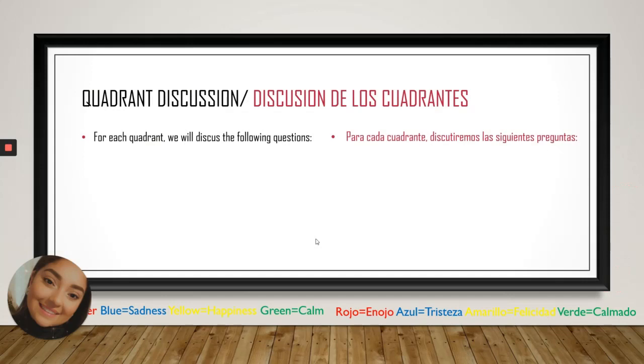Quadrant discussion. For each quadrant, we will discuss the following questions. Right now, I will pop up the questions, but you can either respond to each question or wait until I have all of them and then respond to all of them. You will answer all these 3 questions for each different quadrant. So you can take out your notebook and write down blue quadrant, red quadrant, yellow quadrant, green quadrant, and then just answer the 3 questions for each section of each quadrant.